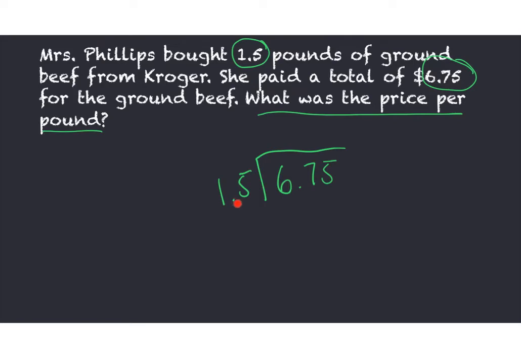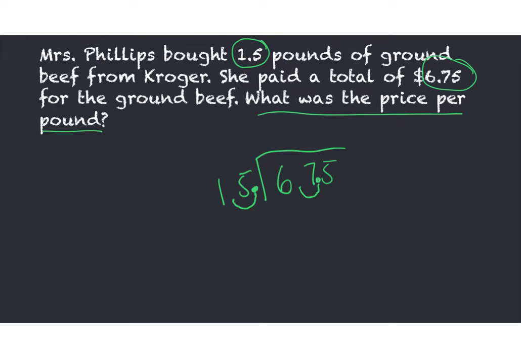We'll notice that in our divisor, we have a decimal. So our first step is to move the decimal to the right to make this a whole number. So I'm going to go ahead and move that over 1 place. So now that is 15. Step 2 is to move the decimal in our dividend the same number of places. So it's right here. We need to move it 1 place over. So I'm going to place it right there. So now that is 67.5.